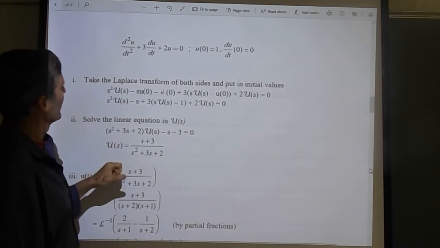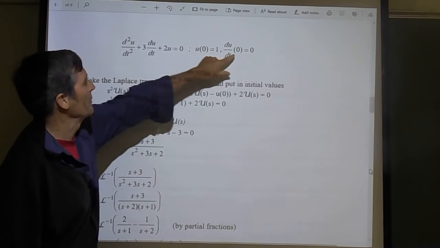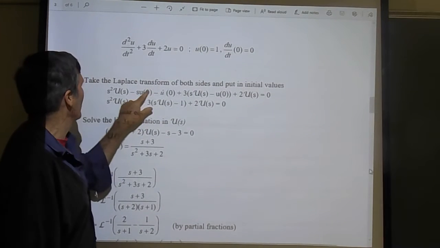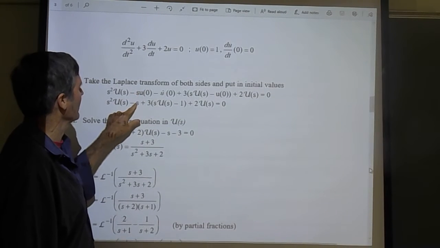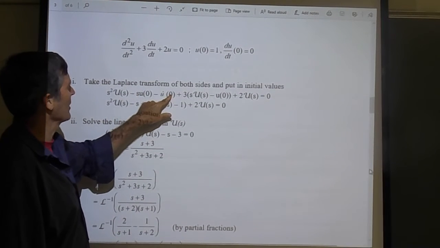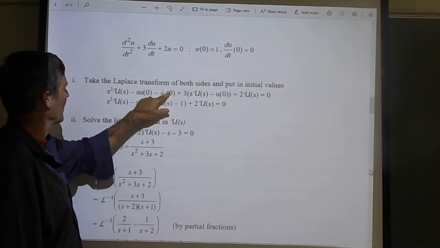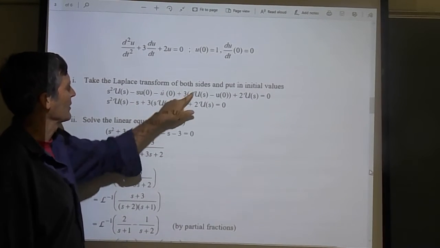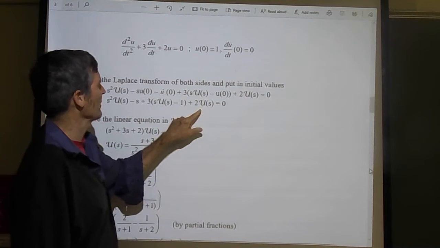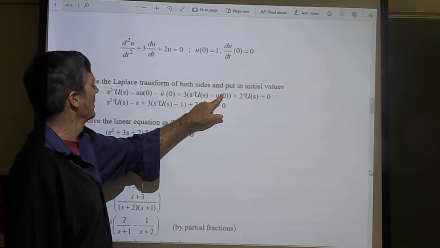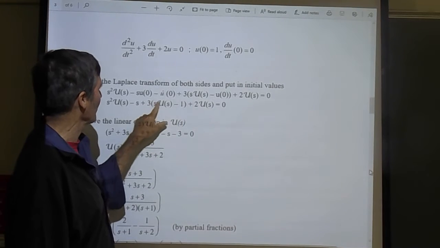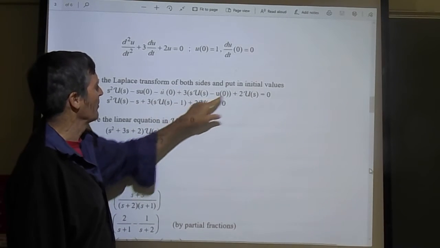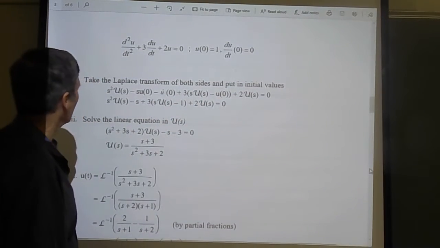Well, we can put in the initial values because u of 0 is 1. So 1s here. u prime of 0 is 0, so we drop this one out. There's this one. This one's 0. Or no, this one's 1 again. So, yeah, so 3 times U of s minus 1, and then plus 2 U of s equals 0.